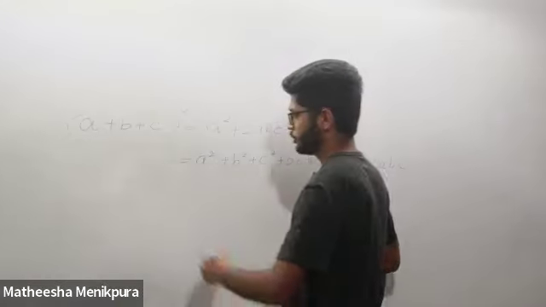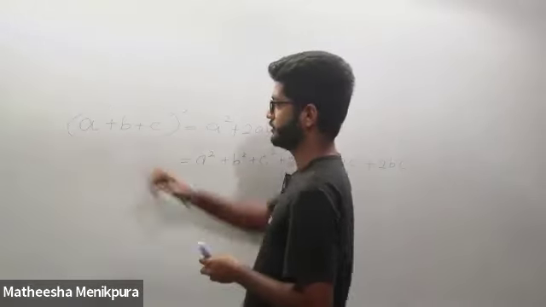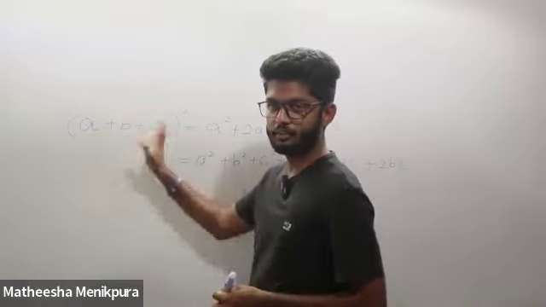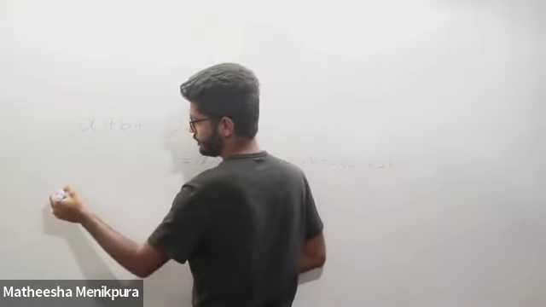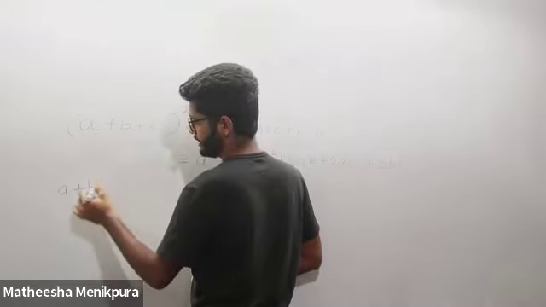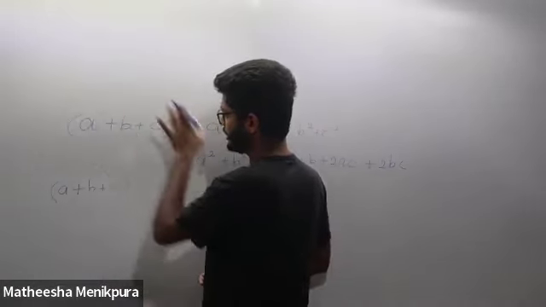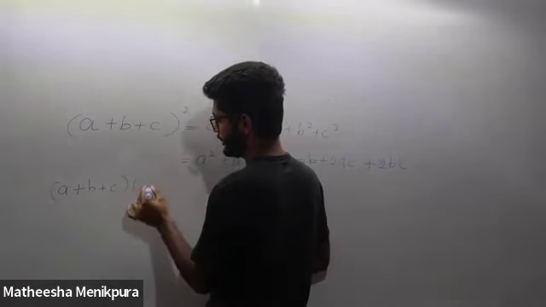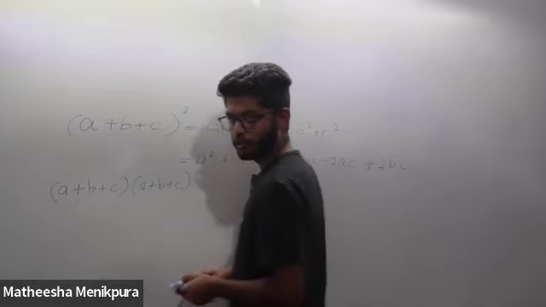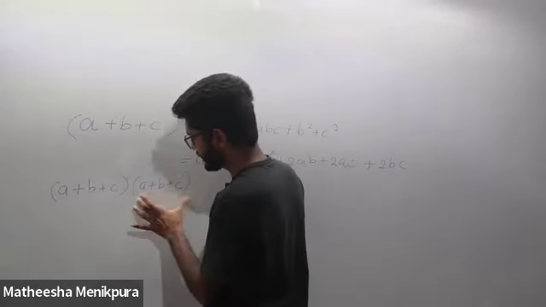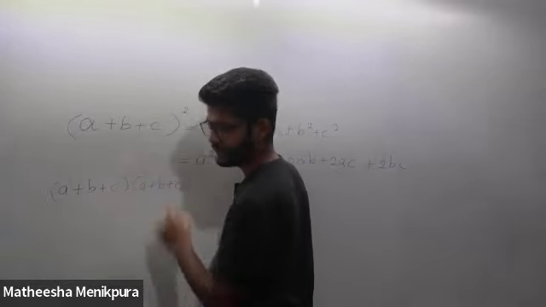So we can't use that method here, square of the first term, double of the product. We can't do that here. So (a plus b plus c) squared means multiply this one again by (a plus b plus c). Now, multiply this bracket by a, multiply this bracket by b, multiply this bracket by c.